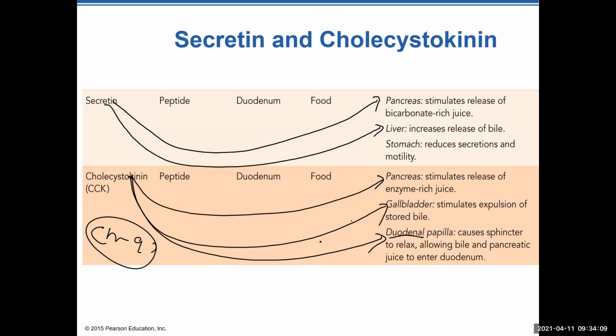Now, have you ever heard some people have gallstones? Stones in the gallbladder? Because they don't drink water. Yes, that is about the kidney, but what causes the gallstones?